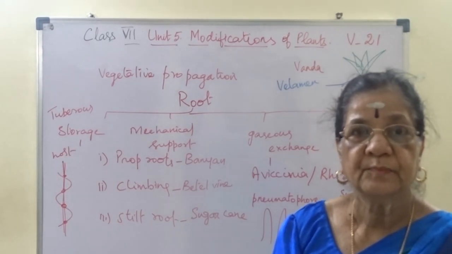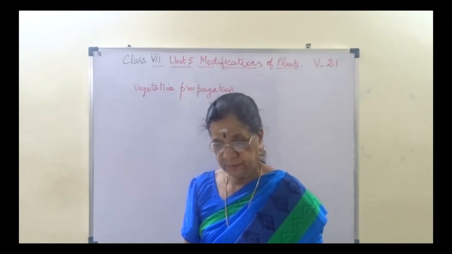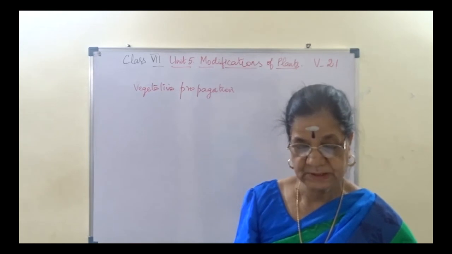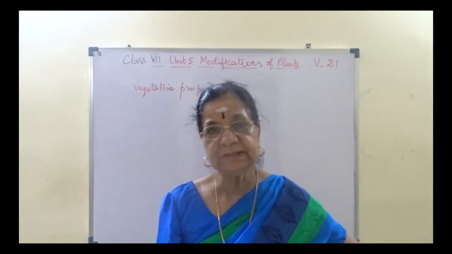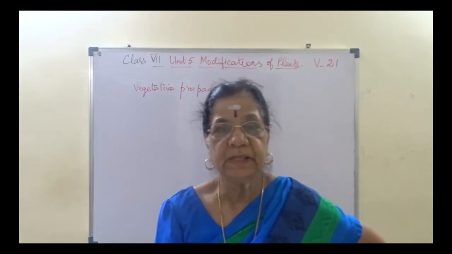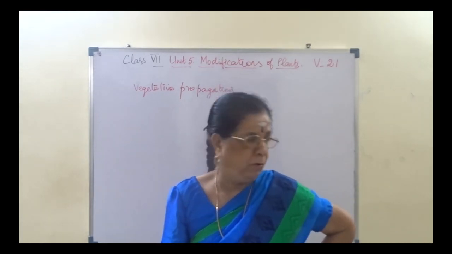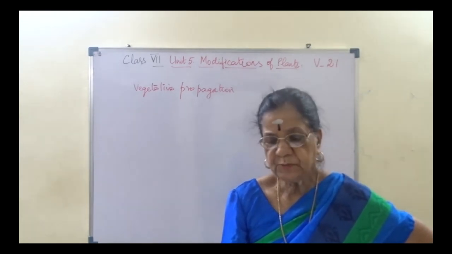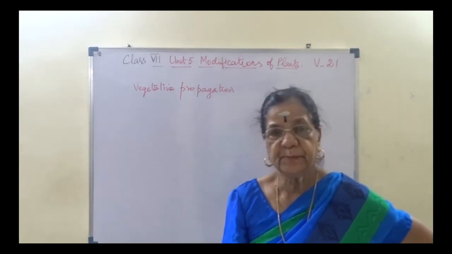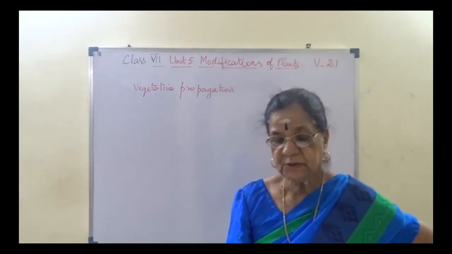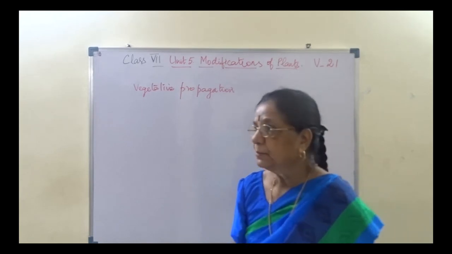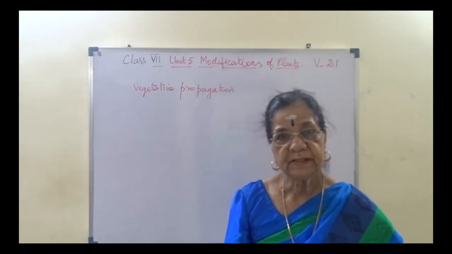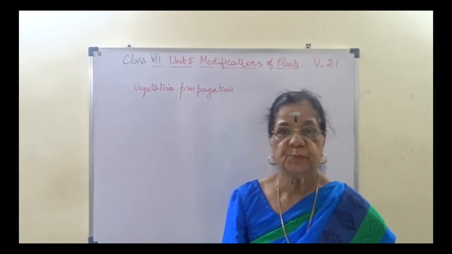We'll just continue. Just recollect the portion that you have learned. Just answer this question. Production of new individuals from the vegetative part of the parent is called vegetative propagation. I repeat, production of new individuals from the vegetative part of the parent is called vegetative propagation.